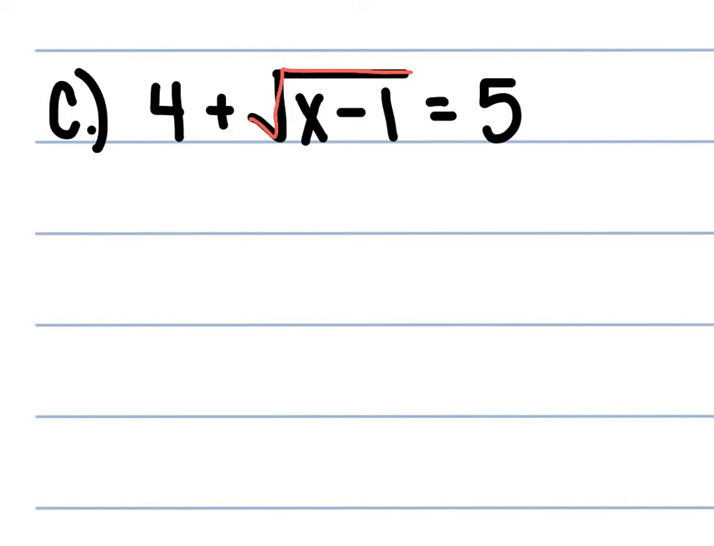Yeah, we're going to subtract first, because this is 4 plus that radical. So we're going to subtract 4 and subtract 4. And then we're left with the square root of x minus 1 is equal to 1. Where am I going from there?